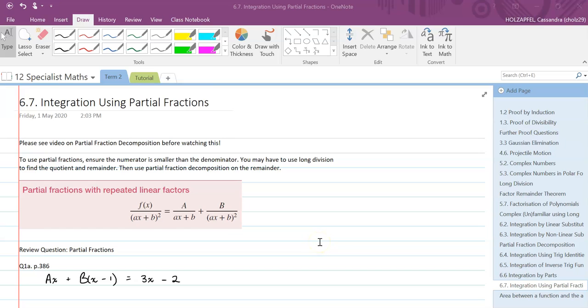Guys, welcome back. Today we're going to be looking at integration using partial fractions. If you haven't already seen my partial fraction decomposition video, please go and check that out.